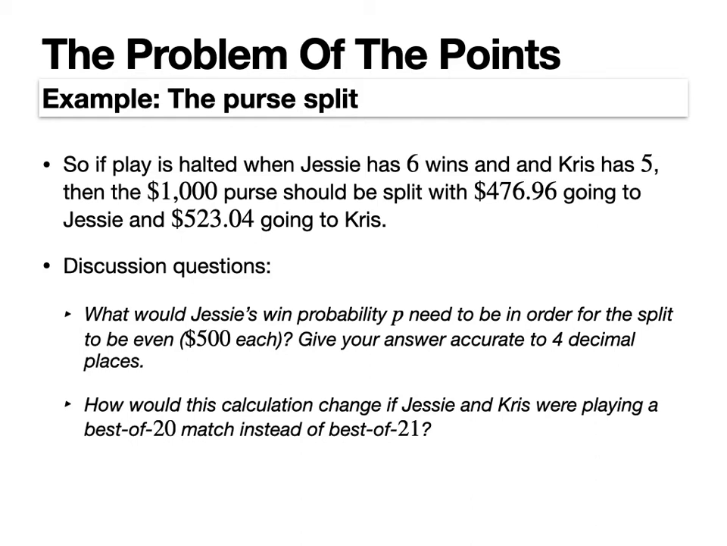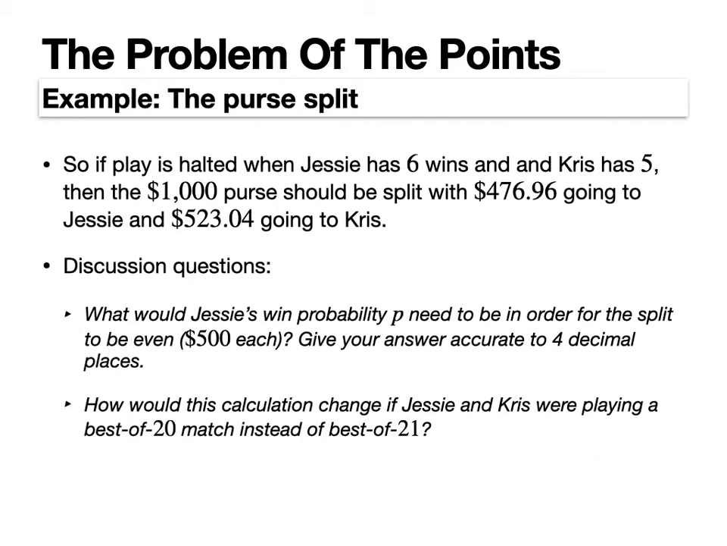So a couple of discussion questions. First of all, go to that binomial calculator and just play around with the probability of win, P, and see if you can get it to the point where, in the current situation, that is Jesse has 6 wins and Chris has 7, the purse would be split evenly. What would Jesse's win probability need to be in order for that split to be even? And then secondly, think about how this calculation would change if Jesse and Chris were playing a best of 20 match instead of a best of 21. And here, what you're going to have to think about is what happens if they actually wind up tying in the match.